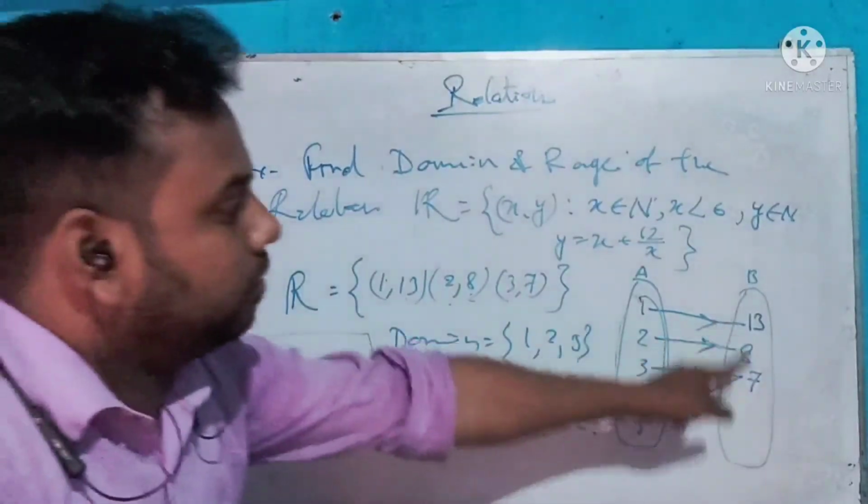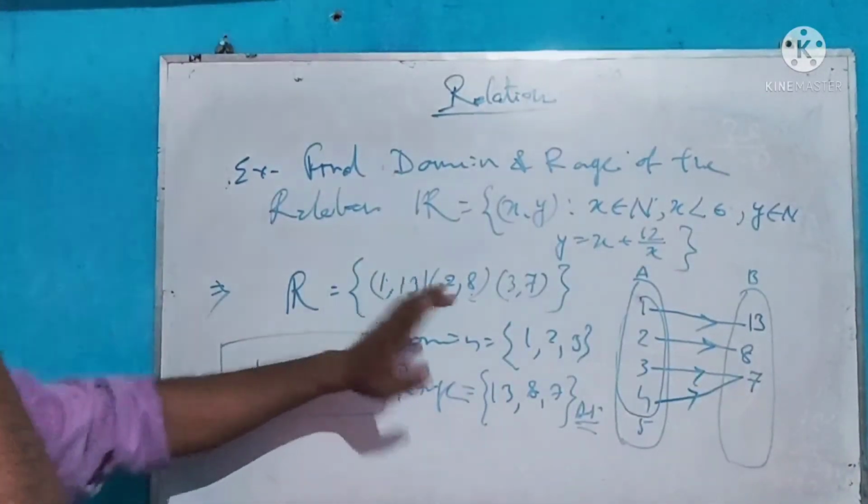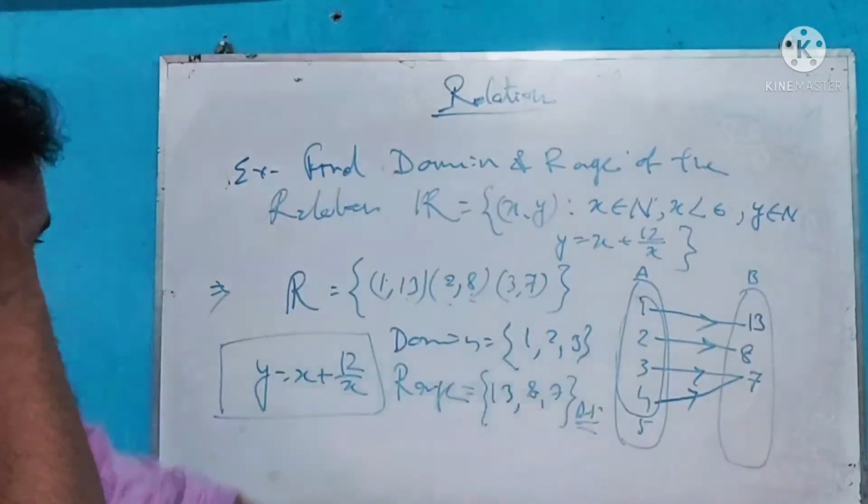You can draw the pictorial diagram also. First we have to find the roster form, then proceed.